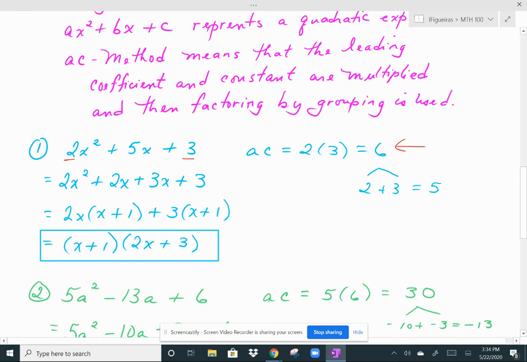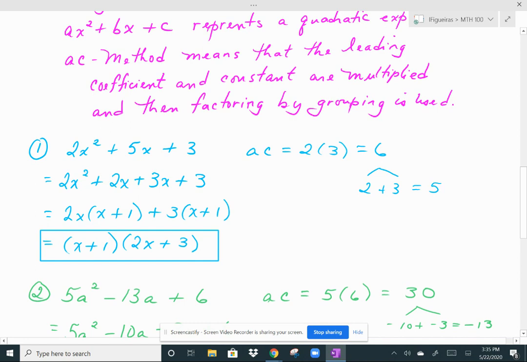Then you need to come up with two numbers that multiply together to give you 6, but when you add them, you get 5, and that's the middle term. So what works? 2 and 3. 2 times 3 is 6. 2 plus 3 gives me 5. Then you take that 2 and that 3, and you break down the 5x into 2x and 3x on the next line. So the first term stays the same. 5x gets written as 2x plus 3x, and the last term stays the same.